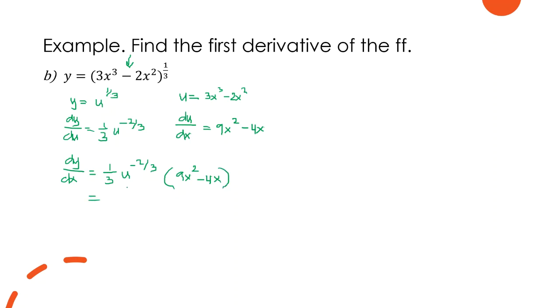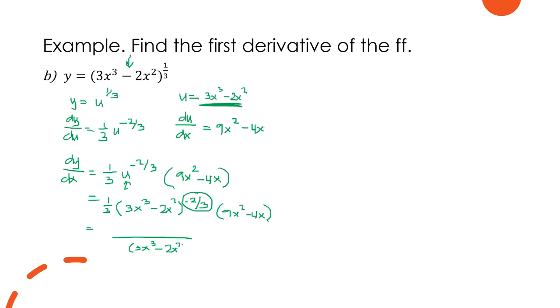So now we can substitute the original value of our u, which is 3x cubed minus 2x squared. Let's just substitute that first. We have 3x cubed minus 2x squared raised to negative 2/3 multiplied by 9x squared minus 4x. Now we can simplify this one. Since this has a negative power, we can put that in the denominator. So we'll have 3x cubed minus 2x squared raised to 2/3. And this one has a power of 1, meaning this is positive.